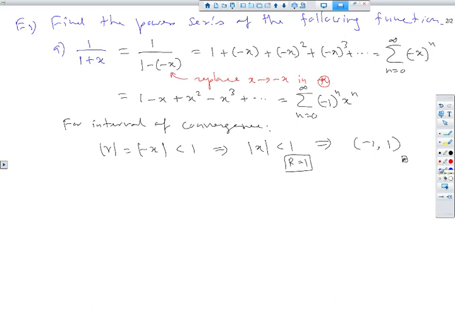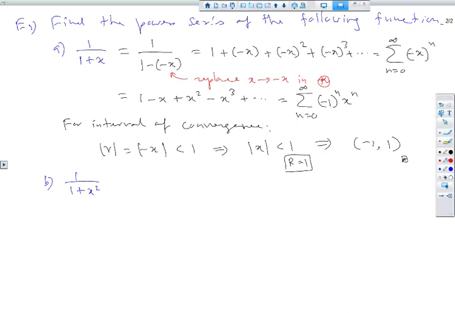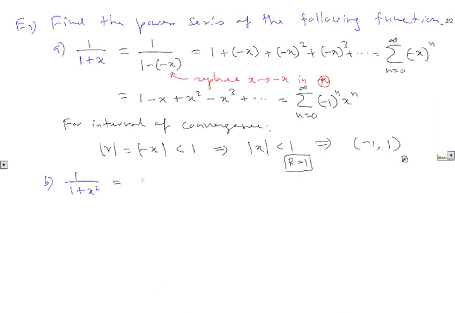How about this one? As the next example, let's try 1 over 1 plus x squared. If you have this one, it is again very clear. We do a similar argument here as well. We can write 1 over 1 minus negative x squared, because it has to be of that form with a minus sign. This minus sign is important.